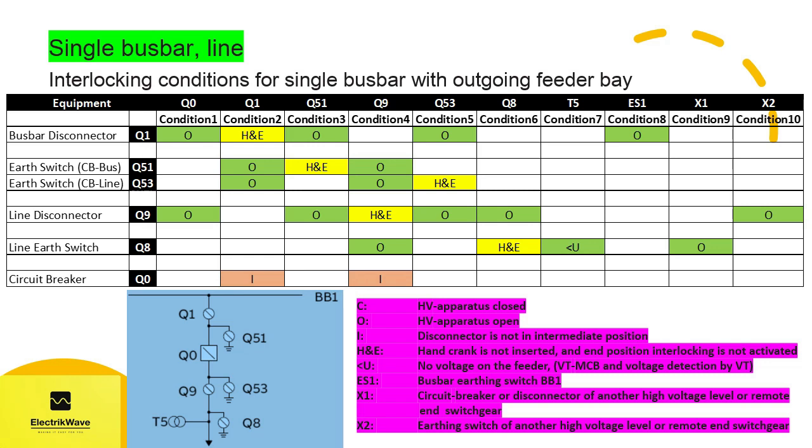Here is the summary of interlocking conditions between circuit breaker, disconnector and earth switch for single busbar with outgoing line. As discussed earlier, it is mandatory switchable equipment interlocking conditions and must meet conditions from 1 to 10 as discussed earlier. Other interlocking requirements can be complied as per client practice and local standard requirements.